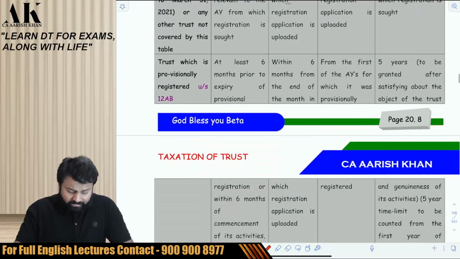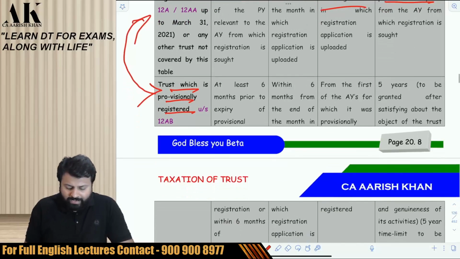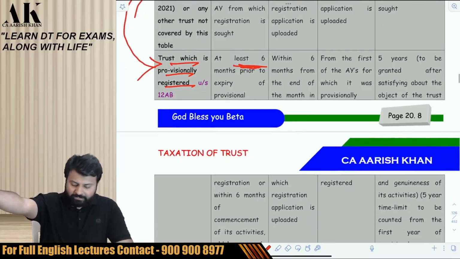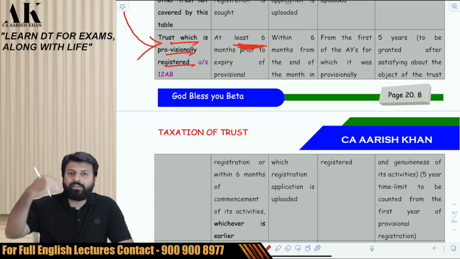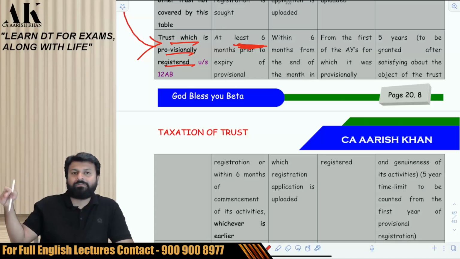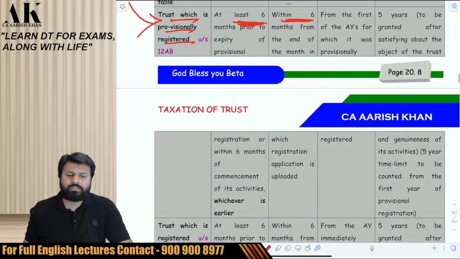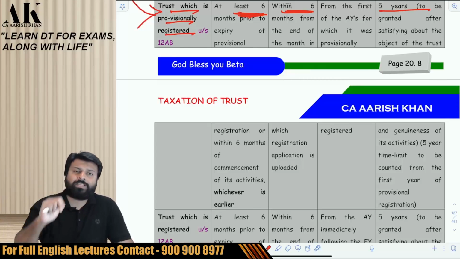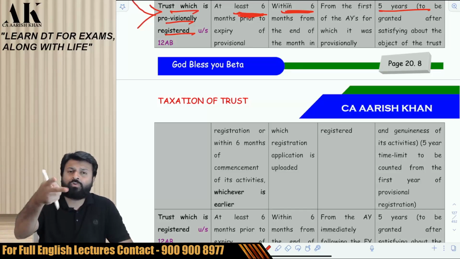Next, a trust which has a provisional registration has to come over here and make a final application. Whenever the 3 years period expires, it has to come within 6 months before that. So if the 3 years expire on 31st March 2025, then you have to come 6 months before that, that is, you have to come by 30th September 2024. And then the registration will be granted by the CIT within 6 months. And then you will be getting a total time limit of 5 years, which will include 3 years provisional plus 2 years extra of final registration. Total 5 years. It is not another 5 years. The 3 year provisional registration is already gone, so 2 years more you will get.